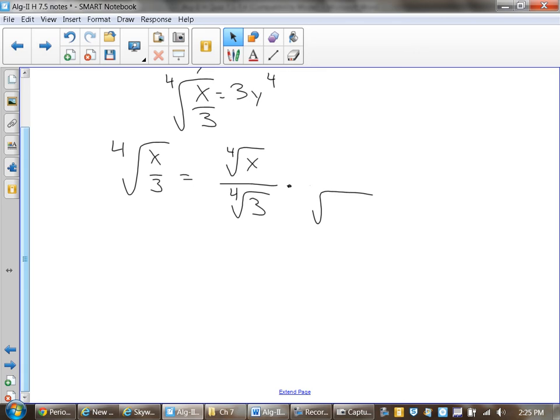I need to turn this into a perfect 4th degree. Right now, it's 3 to the first power. I need 3 more of them to turn it into this, because the 4th root of 3 to the 4th is just 3. But if I multiply it here, I have to multiply it here.